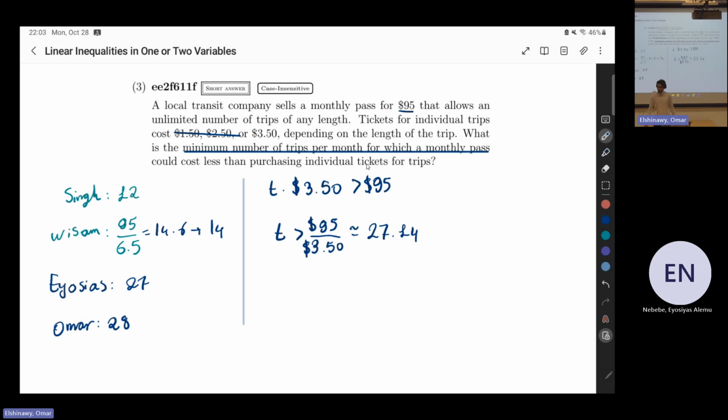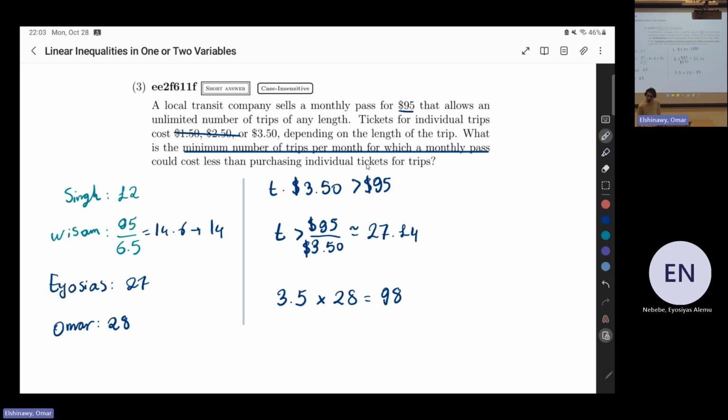There's actually a very easy way to test this. You can just multiply 3.5 by 28. And I claim that this is the first value which will be greater than 95. You can check this yourself. So maybe somebody can check it. This gives you 98.